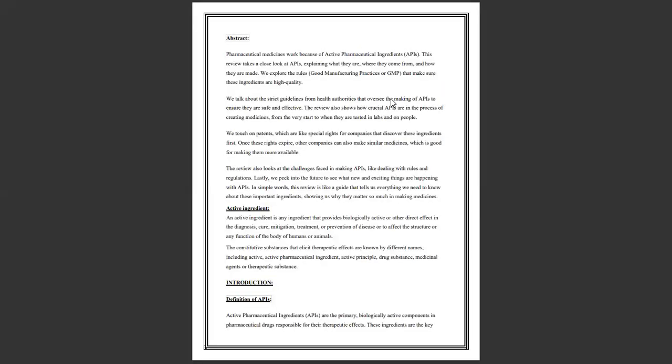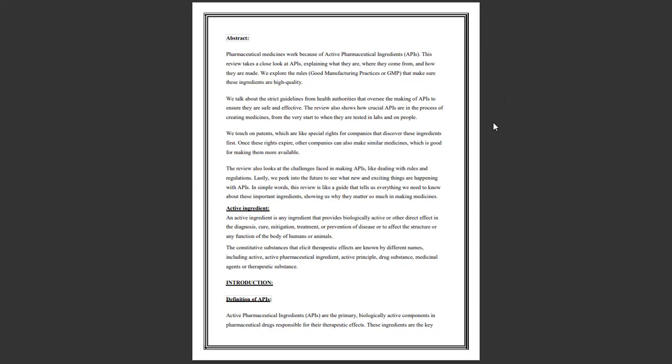Let's start this article with the abstract. Pharmaceutical medicines work because of active pharmaceutical ingredients. The review takes a close look at APIs, explaining what they are, where they come from, and how they are made. We explore the rules that make sure these ingredients are high quality. We talk about the strict guidelines from health authorities that oversee the making of APIs to ensure they are safe and effective. The review also shows how crucial APIs are in the process of creating medicines from the very start to when they are tested in labs and people.